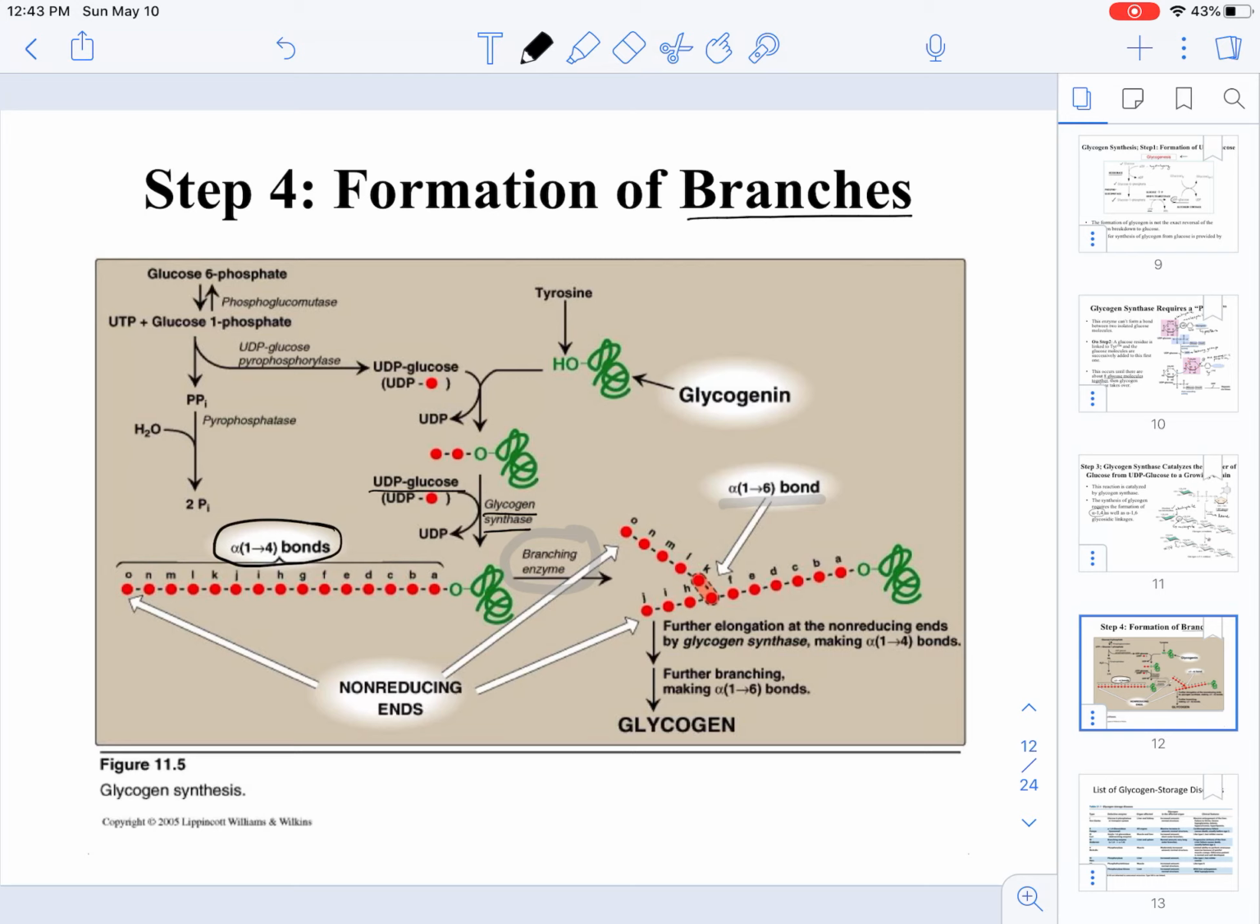Then understand that further elongation at specifically the non-reducing ends is going to be catalyzed by glycogen synthase, making more alpha 1,4 bonds, and then the branching enzyme is going to continue to make branches at an alpha 1,6 bond, and that's how we build glycogen.